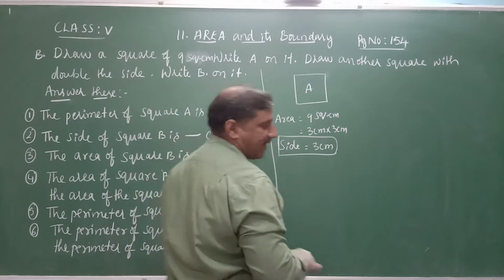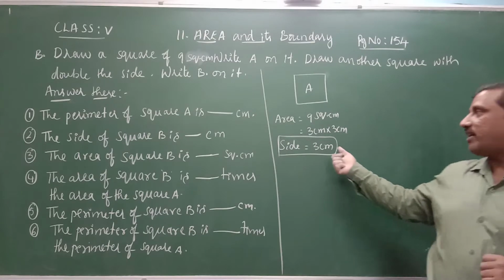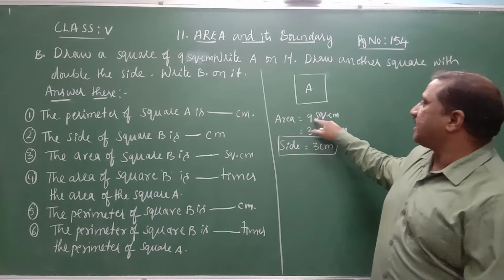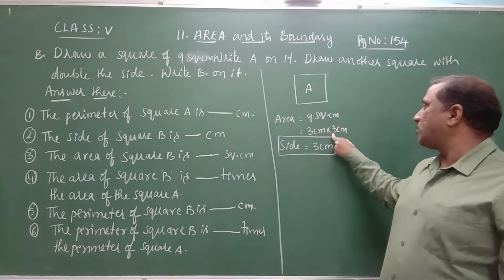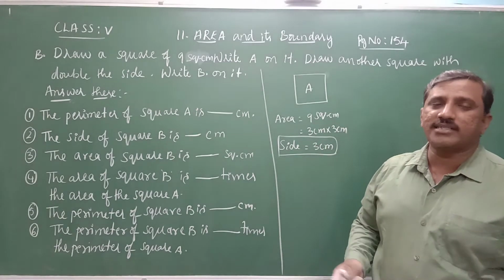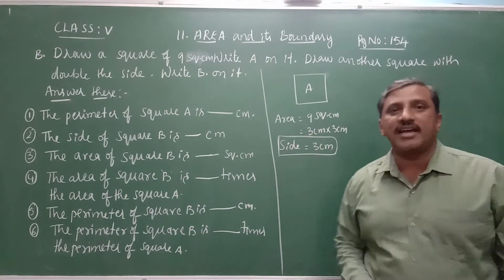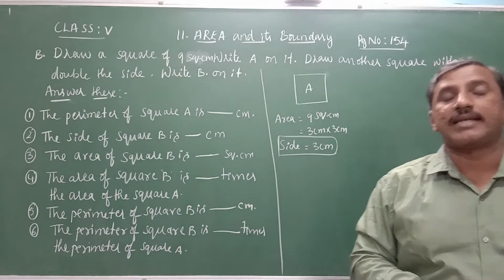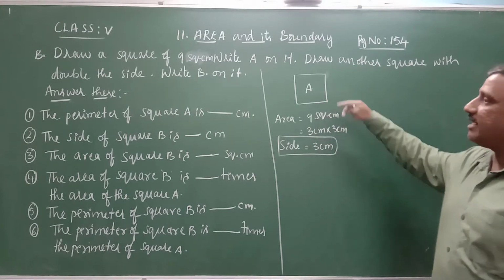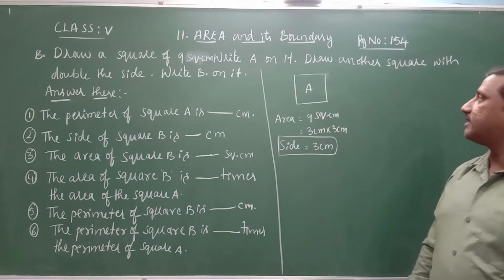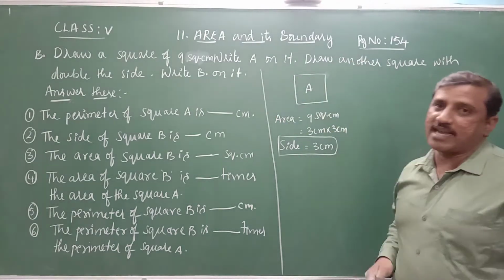In the question, area is given, side is not given. So we can find the side from the area by writing the number as factors of the same number. 9 is 3 into 3, that is 3 squared, that is 9. So therefore side is equal to 3 centimeters. Why? Area is equal to side into side, square centimeters, square units. Therefore the side of square A is 3 centimeters. Similarly, draw another square with double the side.